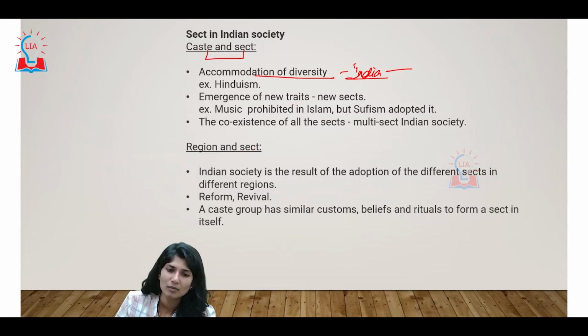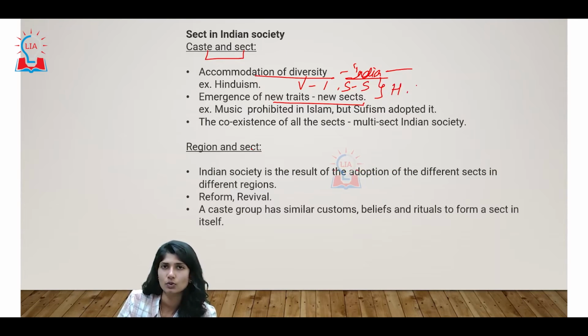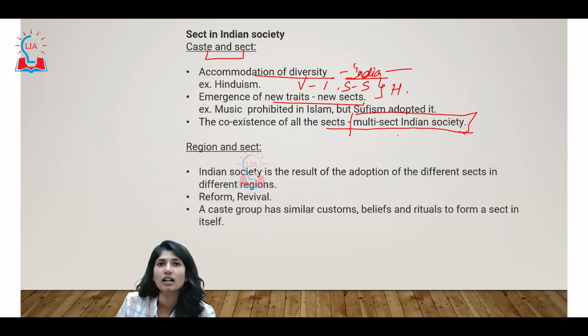Emergence of new traits, new sects. As we said, Vaishnavism, Vishnu, Shaivism, Shiva, all under Hindus. Multi-sect Indian society. Look at this word, that is what we are. Multiple sects come together to form India or the Indian society. Now what is the sect again?